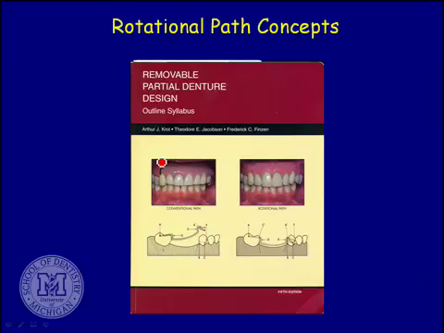But many times you may find a situation in which you can do a rotational path partial and eliminate the clasps on the anterior aspect of the partial completely. In this case, it would be a front to back rotation.